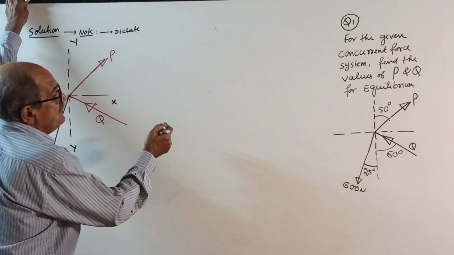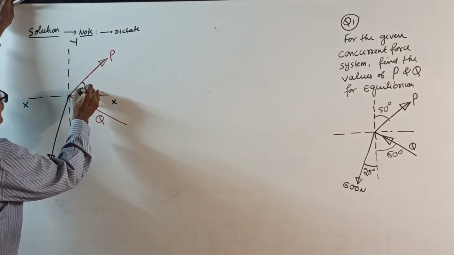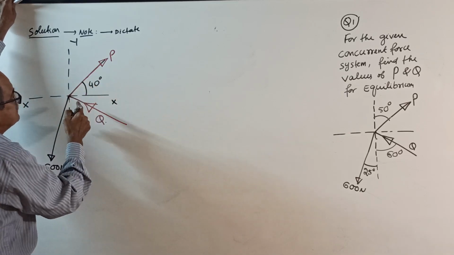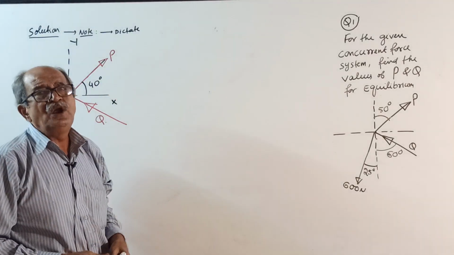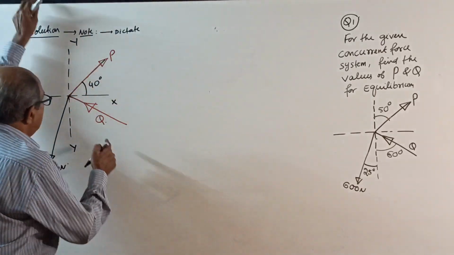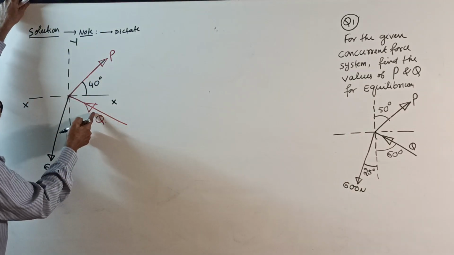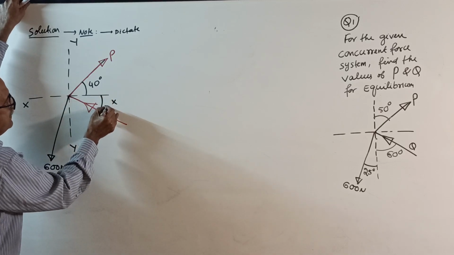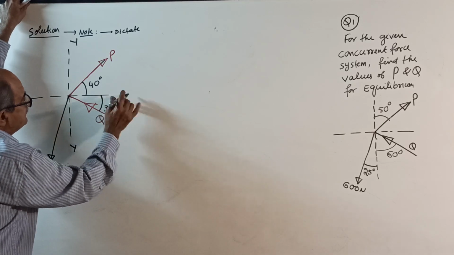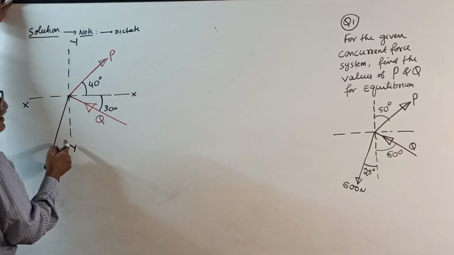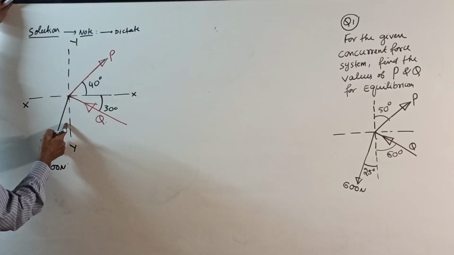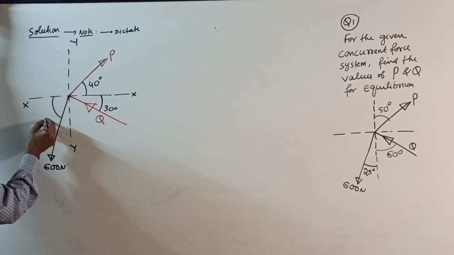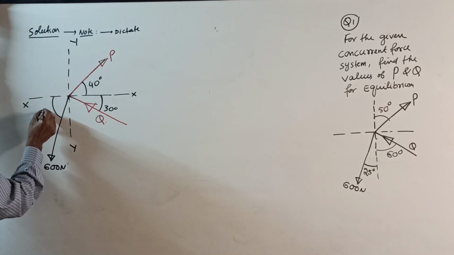Therefore, I will do one thing. If that is 50 degrees, then this is 40 degrees. Then Q is 60 degrees with YY, so with XX it is 30 degrees. This is 25 degrees with YY, so with horizontal how much? 65 degrees.